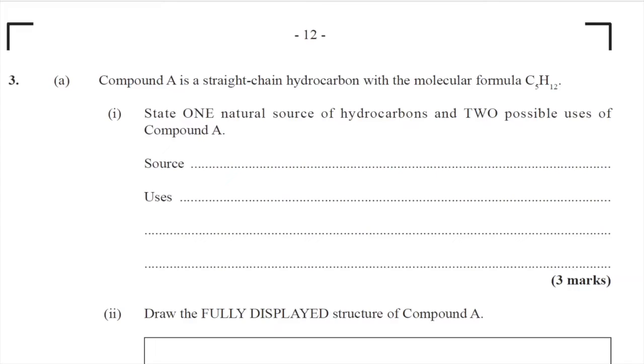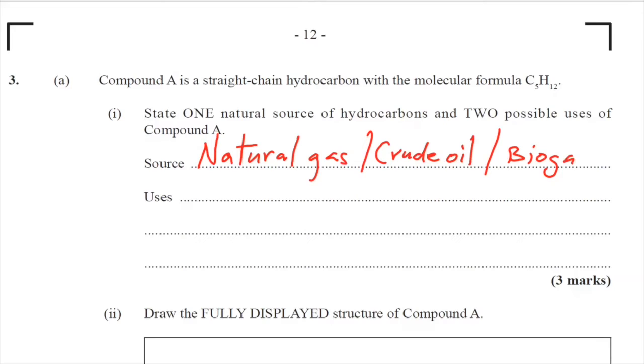Now we're going to just list out all the natural sources. Over answering, if we get a question like this, we would just give one. But the natural sources are natural gas and crude oil. Crude oil is also called black gold for obvious reasons. Crude oil is another name for petroleum. And another source is biogas.